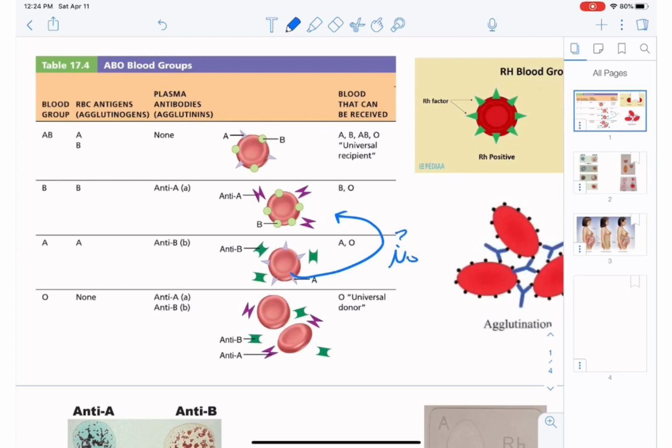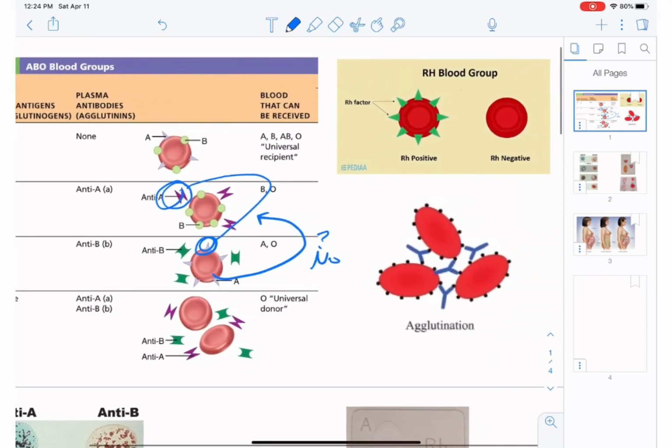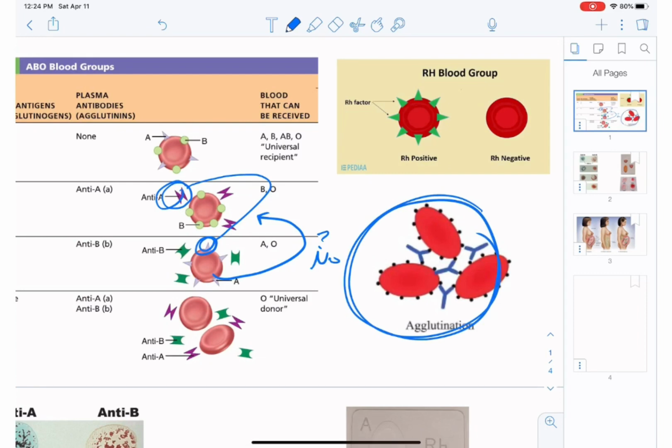And the answer is no, because what would happen is these anti-A antibodies would attack those A antigens, and what you get in response to that is called an agglutination reaction, where these antibodies attack the foreign red blood cells and they clump them all together and prepare them for destruction.